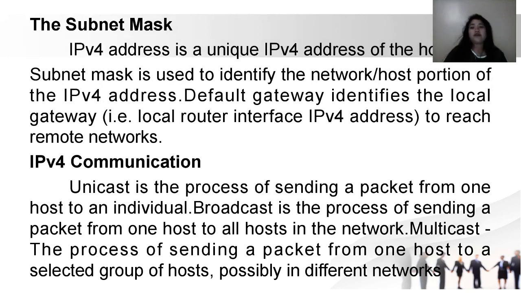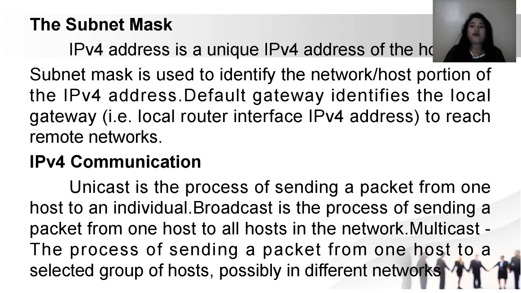So, for the subnet mask, the IPv4 address is a unique IPv4 address of the host. The subnet mask is used to identify the network or host portion of the IPv4 address. The default gateway identifies the local gateway, the local router interface IPv4 address, to reach remote networks.